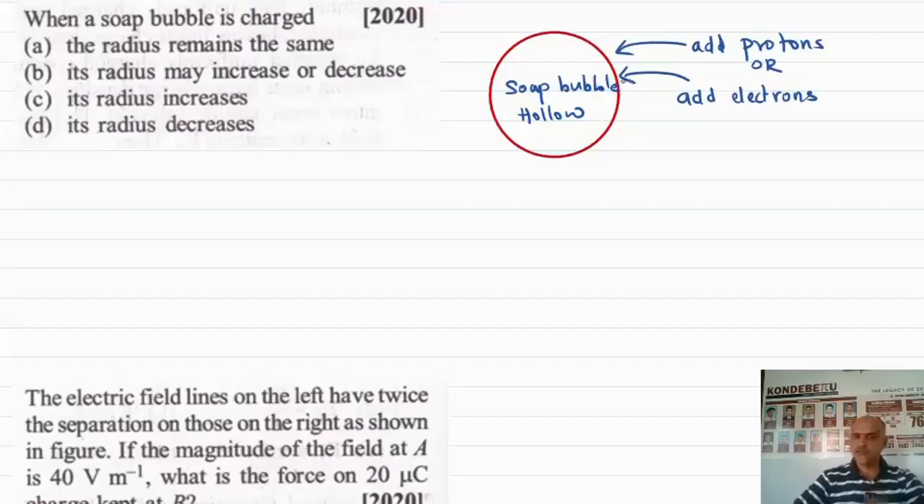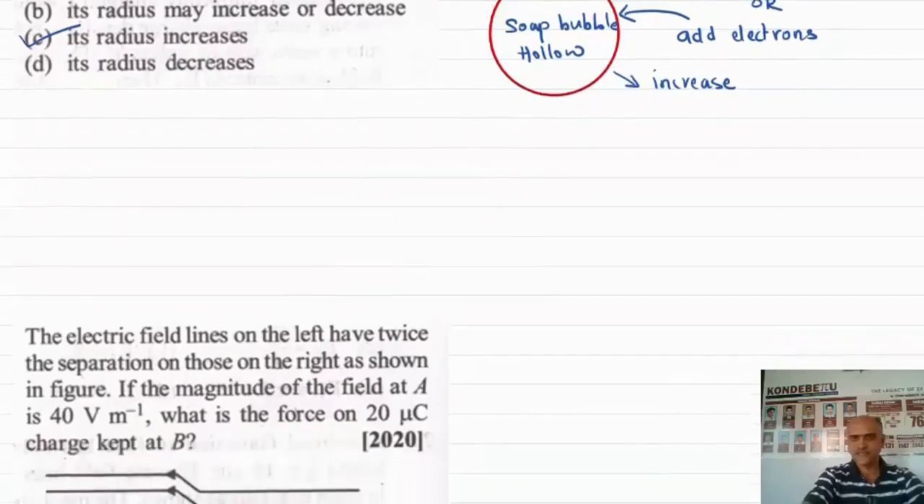So if you want to charge it, you are required to add protons or electrons. If you add electrons, a layer comes on the red circle, meaning the radius increases. So if you add them, they stay on the surface, so the radius goes on increasing. So when a soap bubble is charged, its radius increases. Radius increases. Is it clear?